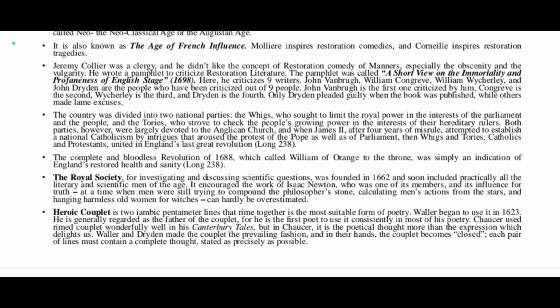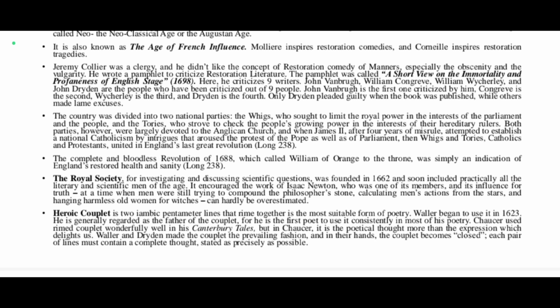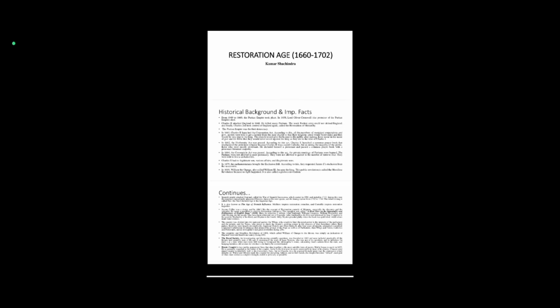We also got to know the heroic couplet during this time, which is 2 iambic pentameter lines that rhyme together, the most suitable form of poetry. Waller began to use it in 1623. He is generally regarded as the father of the couplet, for he is the first poet to use it consistently in most of his poetry. Chaucer used rhymed couplet wonderfully well in his Canterbury Tales, but in Chaucer it is the poetical thought more than the expression which delights us. Waller and Dryden made the couplet the prevailing fashion, and in their hands the couplet becomes closed. Each pair of lines must contain a complete thought stated as precisely as possible.